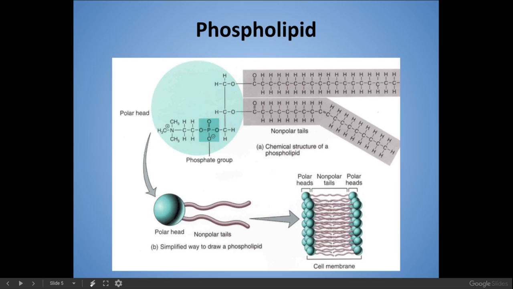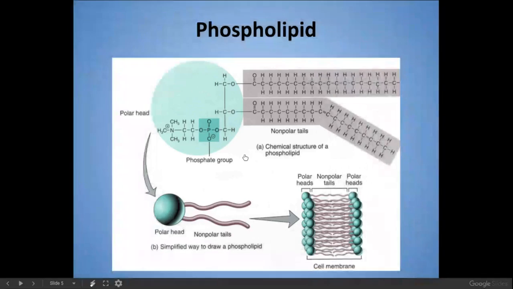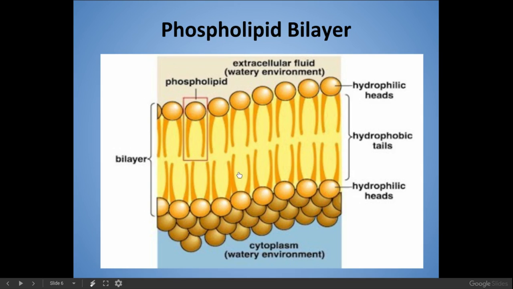So here's another picture of a phospholipid, which is a little more detailed. We can see the head, we can see the tail, hydrophilic head, hydrophobic tail. And this is just a little bit about what they're made of. So we have a phosphate group up in this head region. Then we have these nonpolar tails, which are just a bunch of carbons and hydrogens. And this is kind of more of the lipid part. So we have a phospholipid. Just another picture of what a phospholipid would look like.